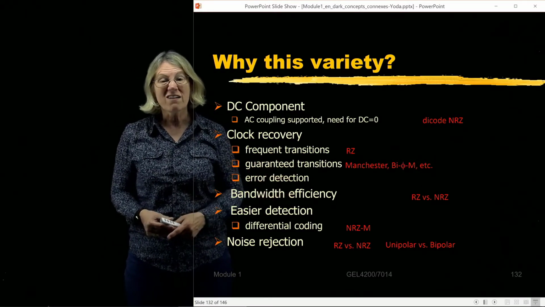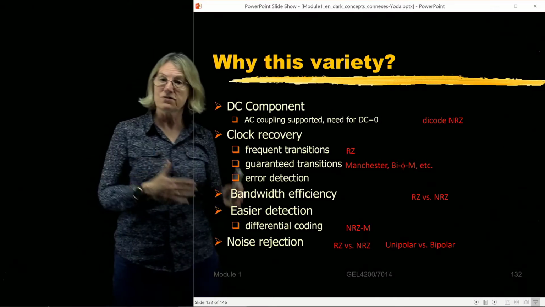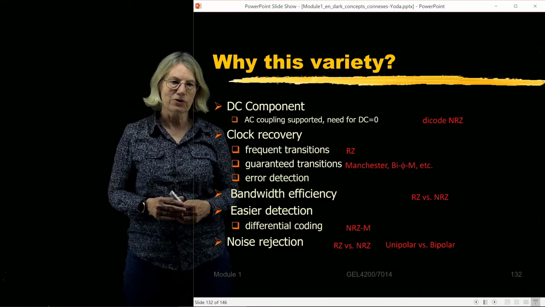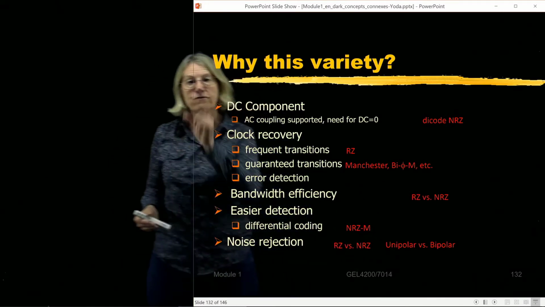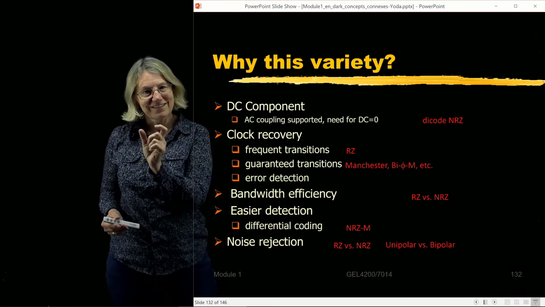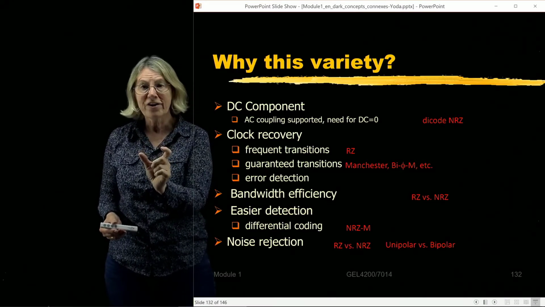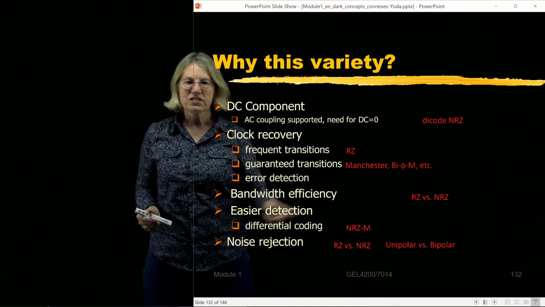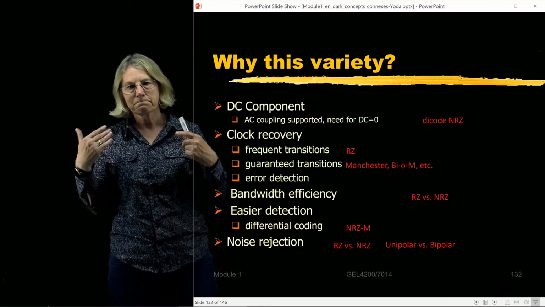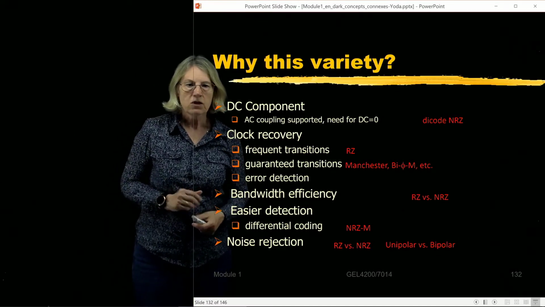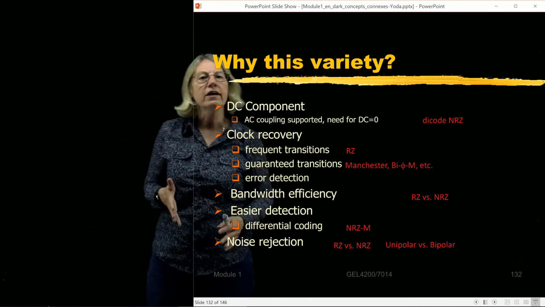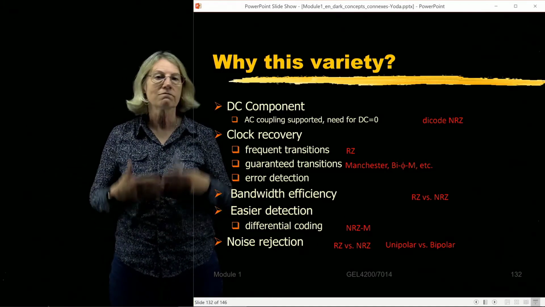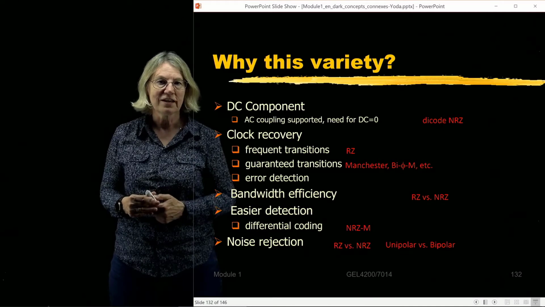Bandwidth efficiency: RZ is very bad for bandwidth efficiency, NRZ is very good. So it depends on how important bandwidth efficiency is for you. Because of course, with NRZ the duration of the bit is longer, and longer time means less bandwidth. Easier detection: there's differential coding that could make for an easier circuit at your receiver. Noise reduction: all these things can vary depending on, for instance, power spectral density or other characteristics. So that's why we have a variety of line codes in communications.